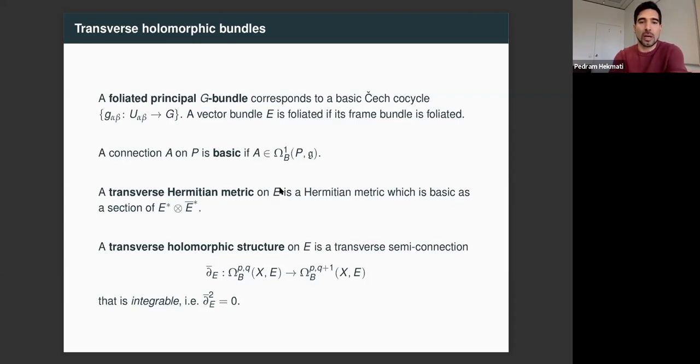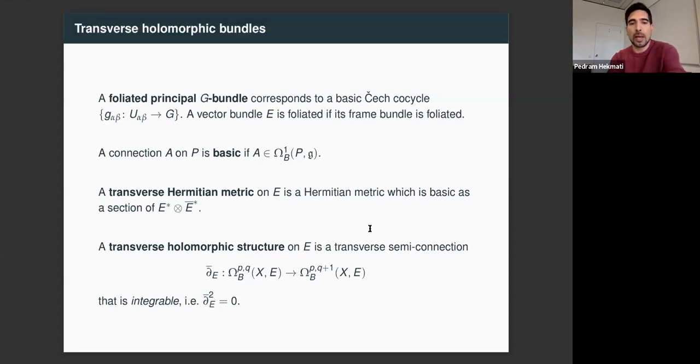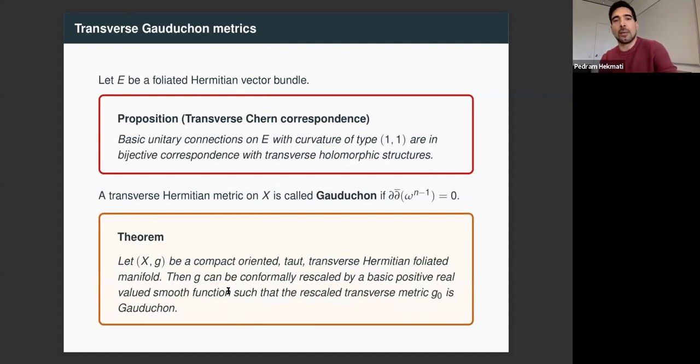So in general, to define the notion of degree, we will have to restrict to holomorphic bundles that admit transverse Hermitian metrics. And the notion of transverse holomorphic structure again extends naturally to the foliated setting. The Chern correspondence relates transverse holomorphic structures to unitary connections of type (1,1). It also has an extension to the foliated setting.